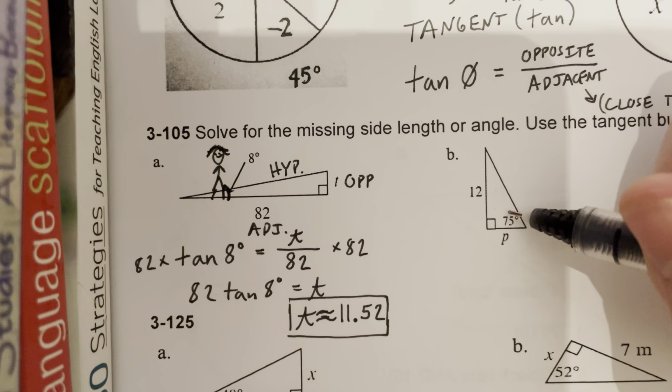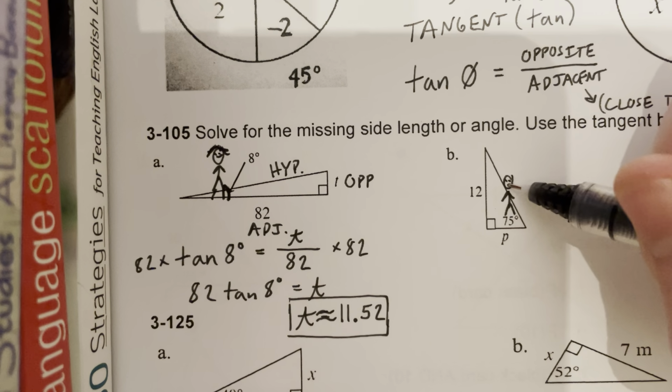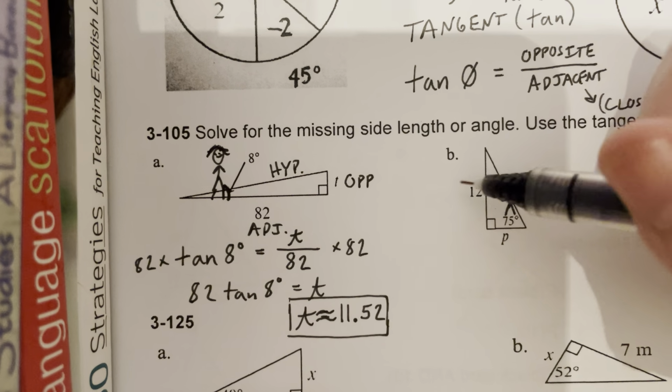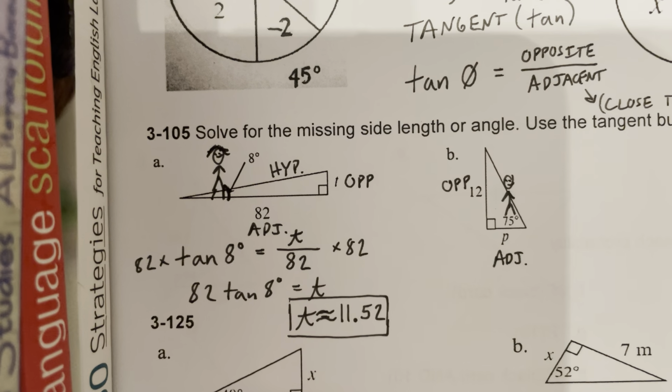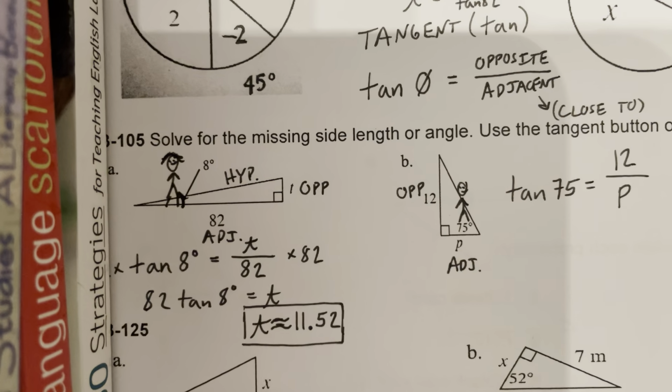So right here is 75 degrees. That's where I'm set up. So opposite of me is 12, and adjacent to me is P. So I would say tangent of my angle, 75, equals opposite, which is 12, over adjacent, which is P. Okay. Need to get P by itself.